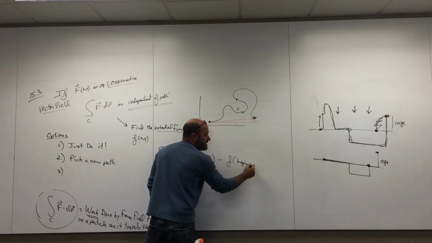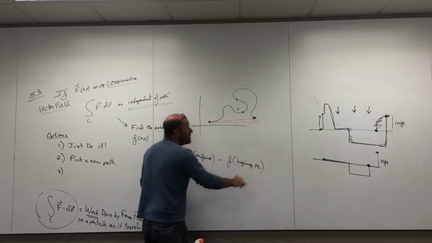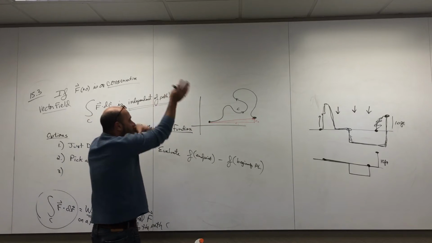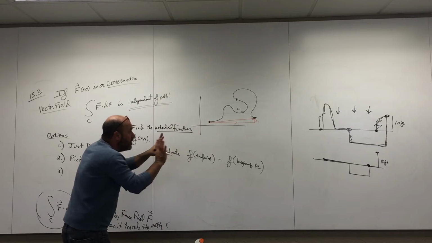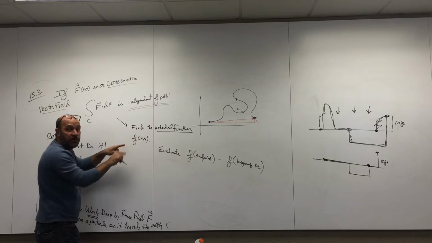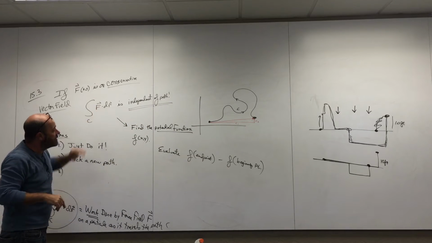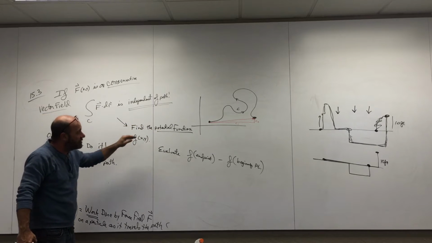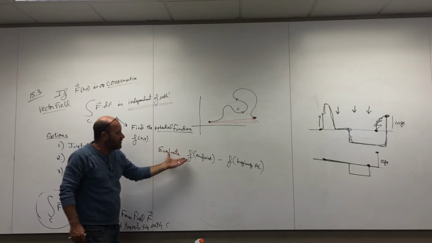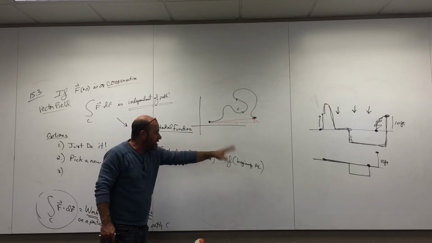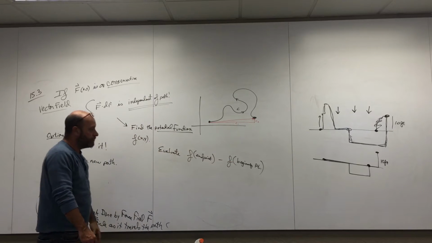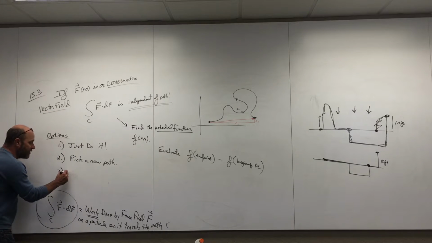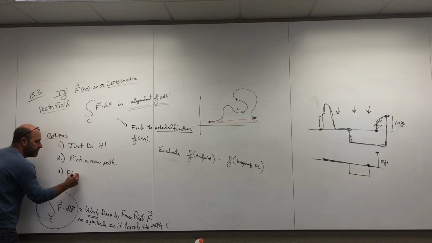Because what did I just say? If all that matters is where you start and stop, and the path doesn't matter, you don't have to integrate along any of those paths. What you can do is go find the potential function, which is a level up above this vector field. You can find the potential function for the conservative vector field, and then just evaluate the potential function from endpoint to beginning point and subtract. So that's my third option: find the potential function.